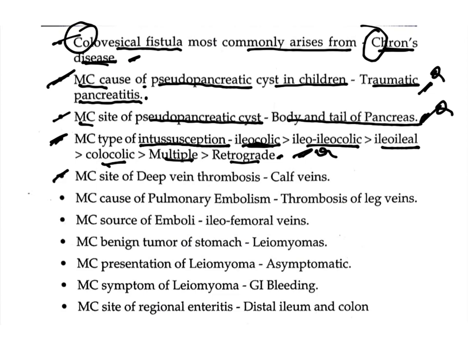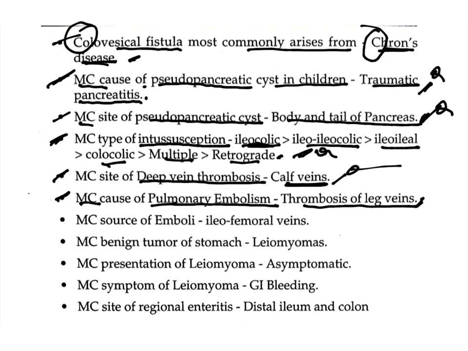And the most common site of deep vein thrombosis is the calf veins. Everyone knows that. Most common cause of pulmonary embolism is the thrombosis of the leg veins. Most common source of emboli, iliofemoral veins.